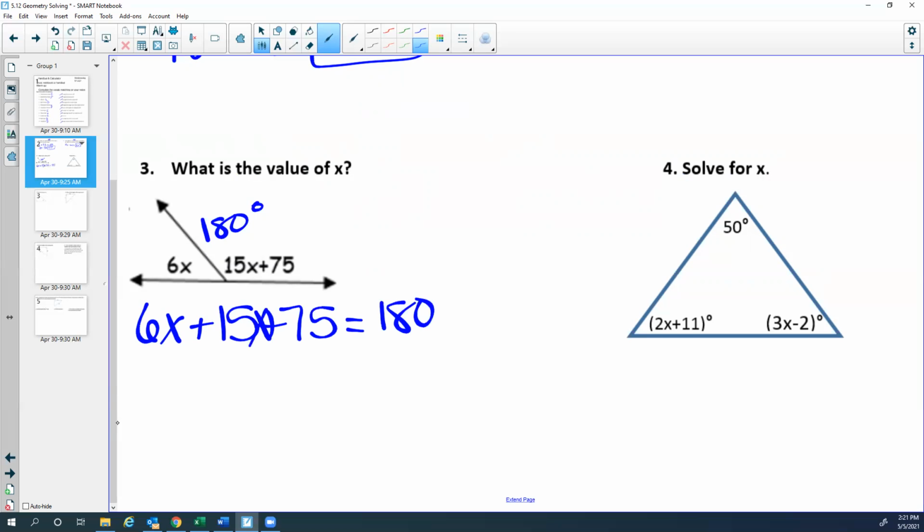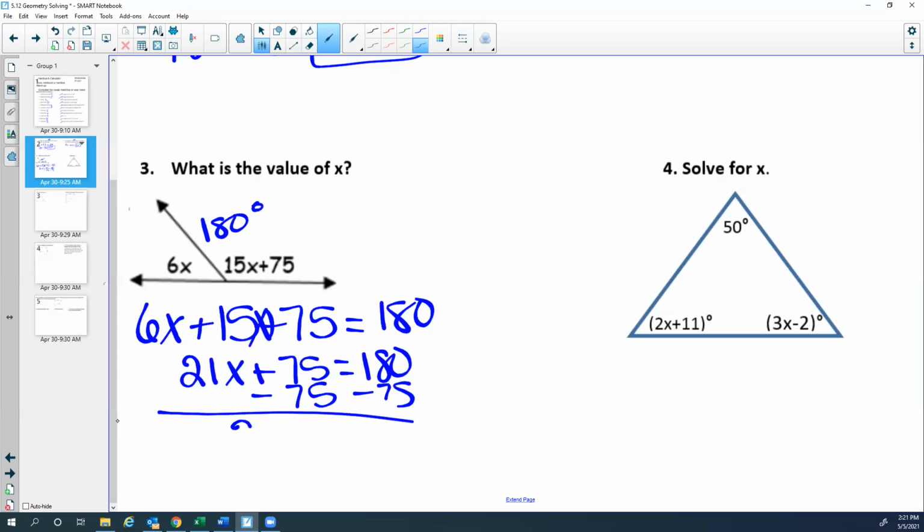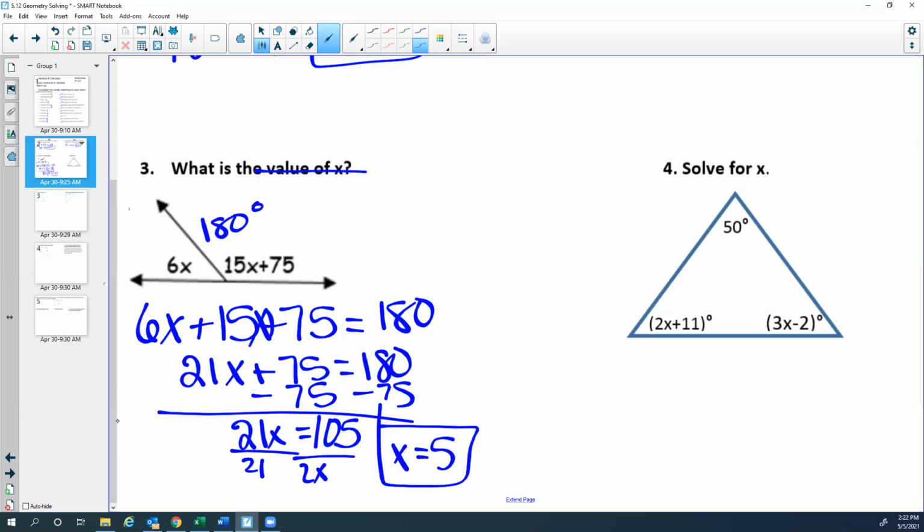This is where the algebra piece comes into play, where you're solving for X. So I got 6 plus 15X, which is 21X plus 75 equals 180. Subtract 75 from both sides, and I get 21X equals 180 minus 75, which is 105. Divide everything by 21, and X equals 5. And that's all they wanted to know, the value of X.